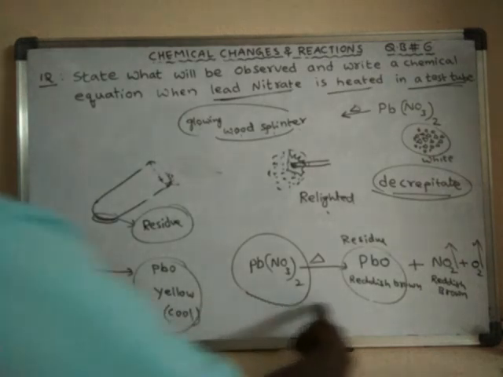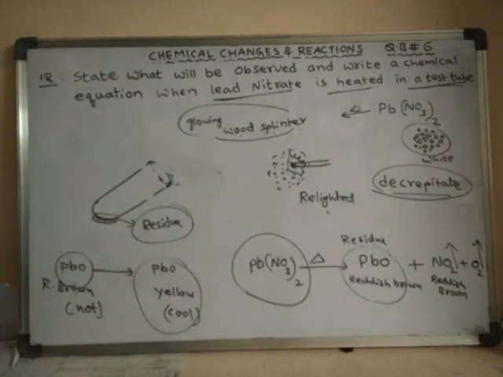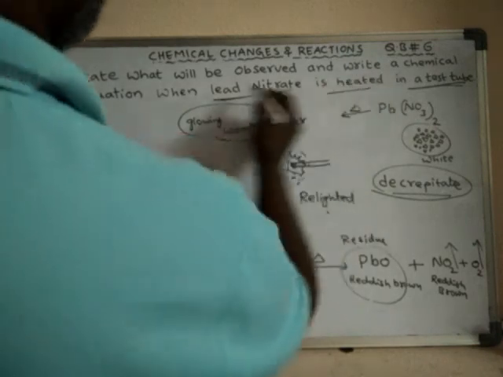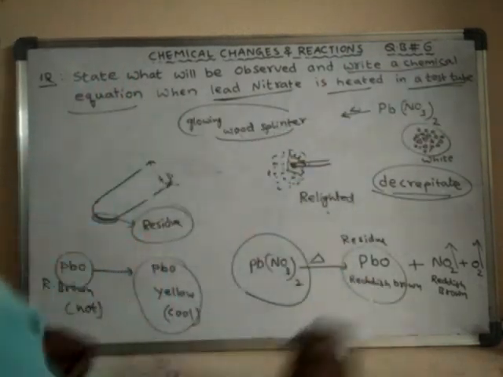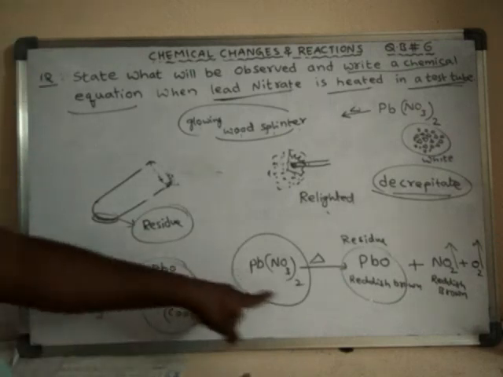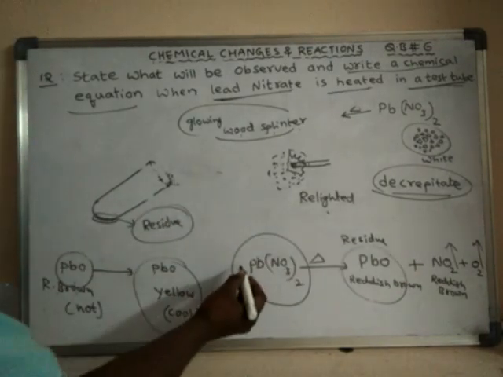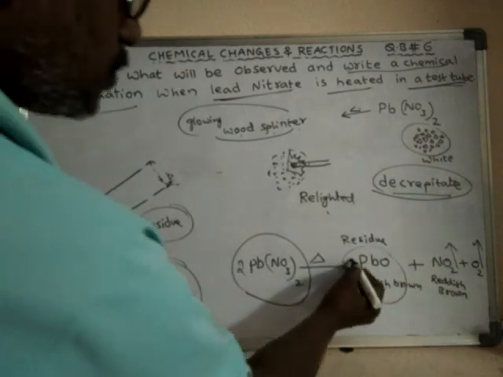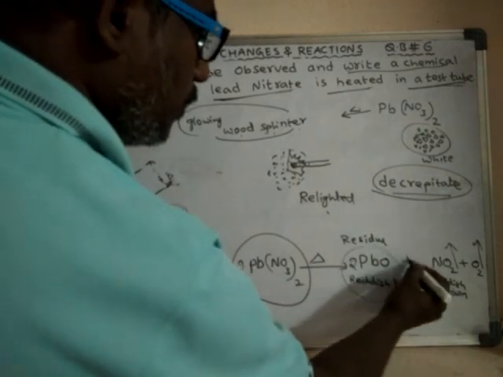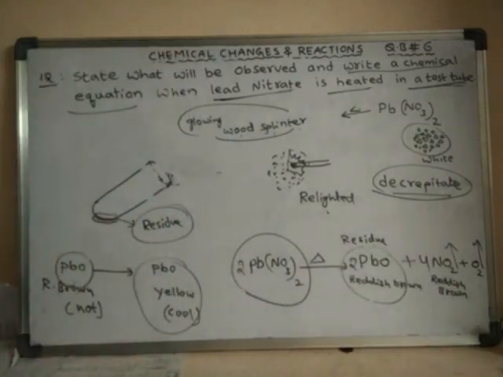So this is the required balanced chemical equation. In the question, we have to write a chemical equation for this. So how to write the chemical equation? This is not a balanced chemical equation. If you put 2 here, now it will become a balanced chemical equation. In this way we can explain this chemical reaction.